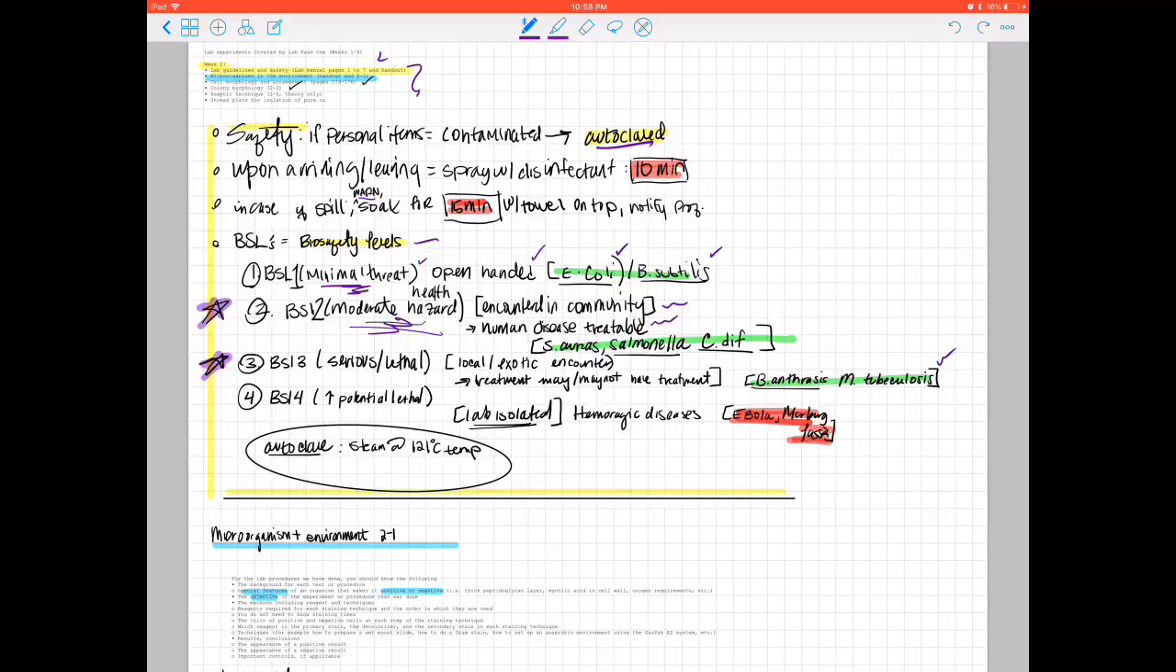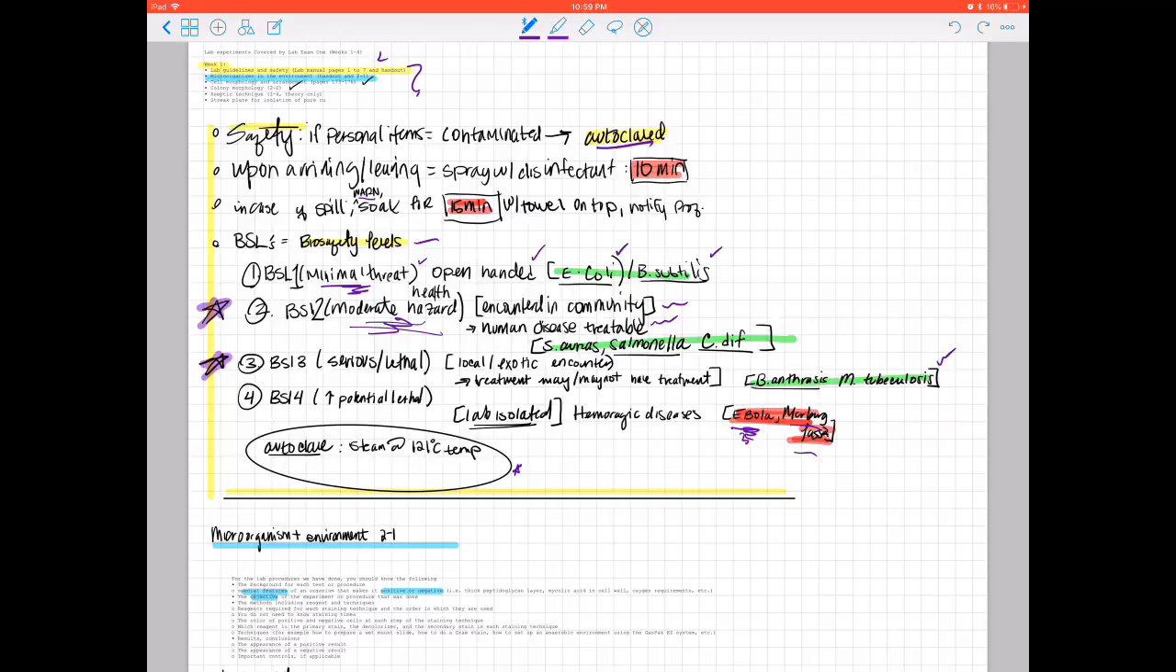BSL 4, she's not going to put this on there, right? This might be on there, but I highly doubt it. I think she realizes that we know that Ebola and Marburg and Lassa, like Ebola, is going to be associated with BSL 4 because it's very highly potentially lethal. So she knows that. We know that. So I think she's going to give us one that's a little bit more tricky because it is an exam after all.